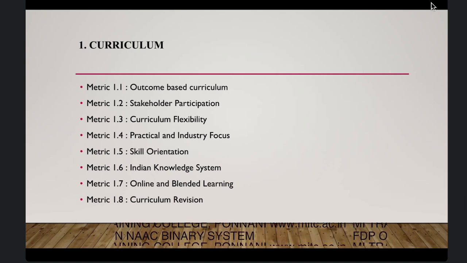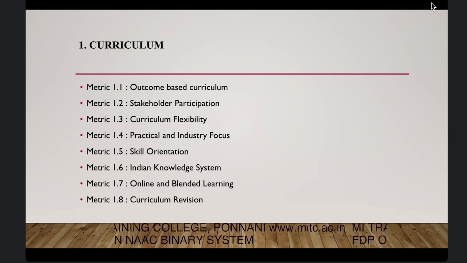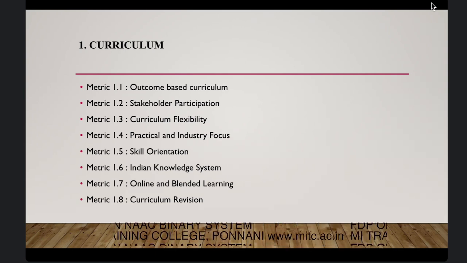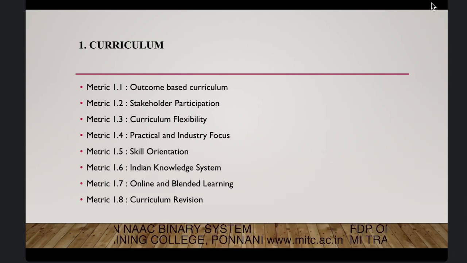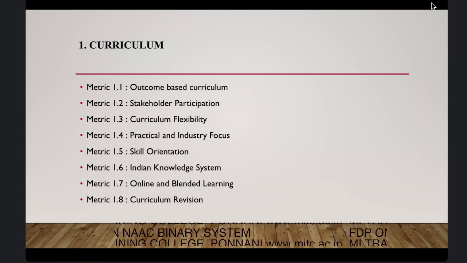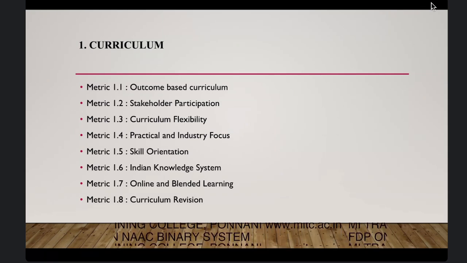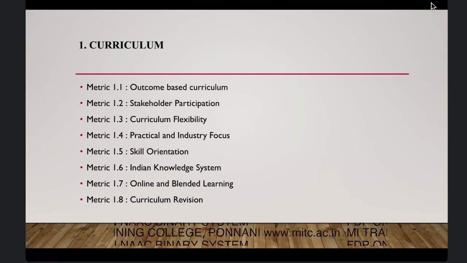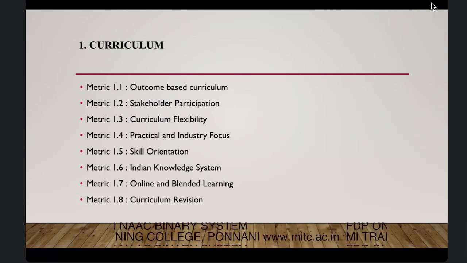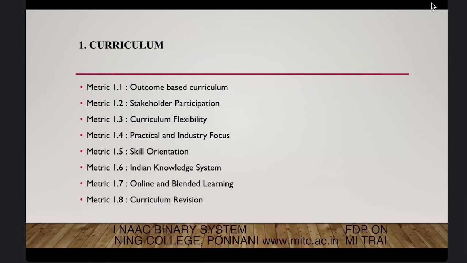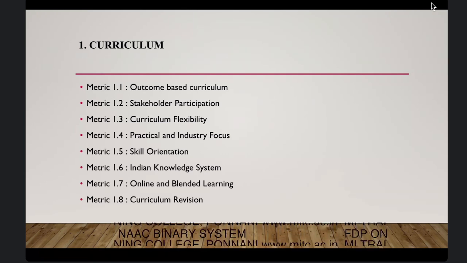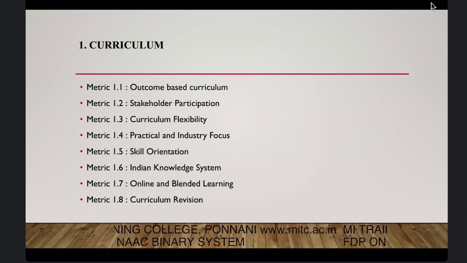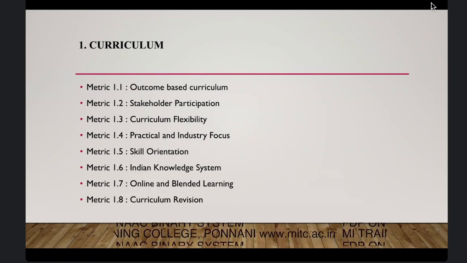So what do we mean by an outcome based curriculum, or what is it going to look at? Now, this outcome based curriculum is basically only for universities and for autonomous colleges, because the affiliated colleges get the curriculum from the university. They do not have scope in changing or revising the curriculum. They have to follow the prescribed norms of the curriculum, and hence outcome based curriculum, which is metric number 1.1.1, is basically for the universities and for autonomous colleges.